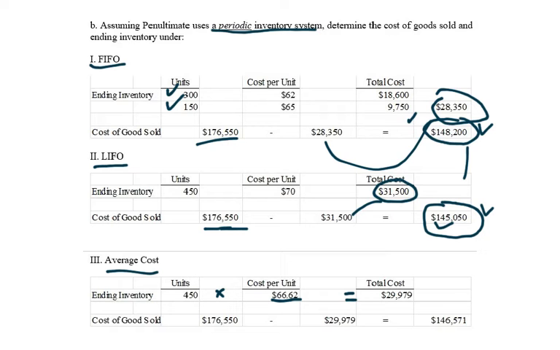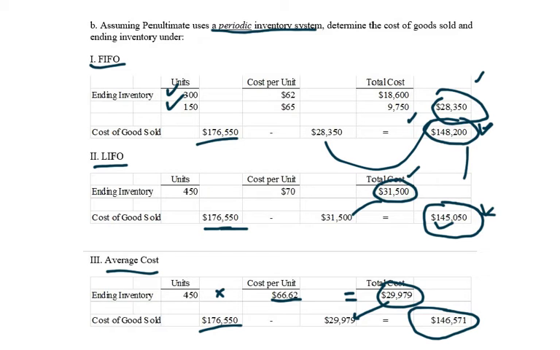It's going to be our ending inventory, same as before. We are going to subtract that from the cost of what's available for sale to get cost of goods sold under this assumption of $146,571. As you would observe, these numbers for average are somewhere between the FIFO and the LIFO numbers, whatever we're discussing, cost of goods sold or ending inventory value. It's going to be somewhere in the middle.